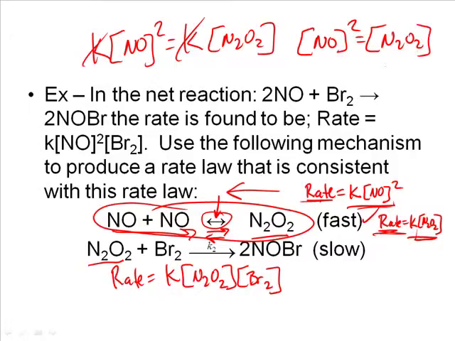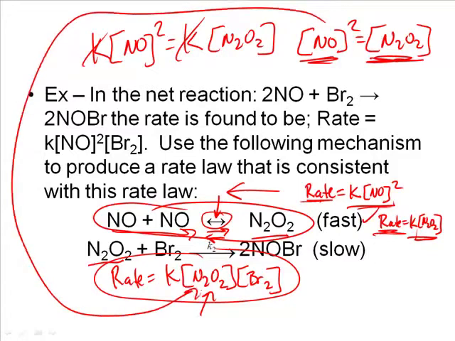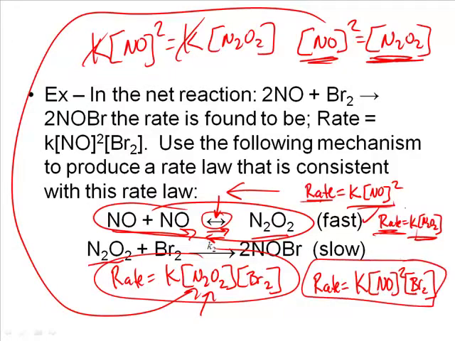So what we do is in our rate law that we just created, that has our intermediate in it, we replace the intermediate with whatever it is equal to. So we take the NO squared, we put it right down here in place of the N2O2. So our rate law becomes rate equals K times NO squared times Br2. And then notice that our rate law is consistent with the one that they wanted us to form.